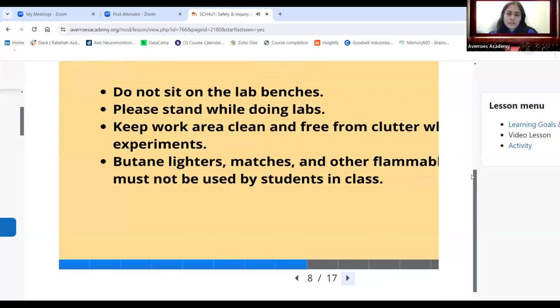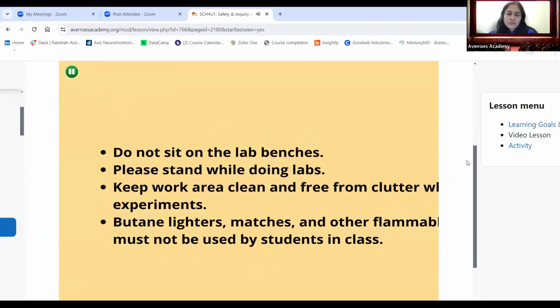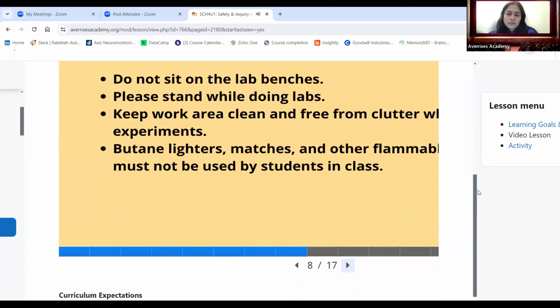Do not sit on top of the lab benches, right? Please stay standing while doing your lab. Keep your work area clean and free from clutter when you're performing your experiments. And flammable materials such as butane lighters, matches, or otherwise are not to be used by students in class.